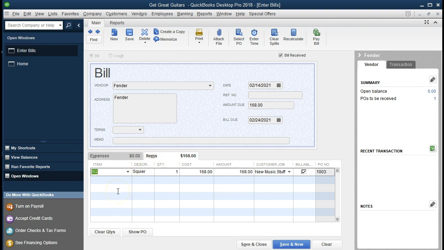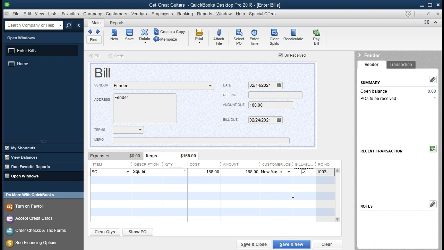We then have the item number pulled from the purchase order, and the description. If we make this a little bit larger, we can see the description. Quantity is 1, cost is 168, the amount 168, and we purchased this for a particular customer, that being New Music. And we're going to say that this is billable.